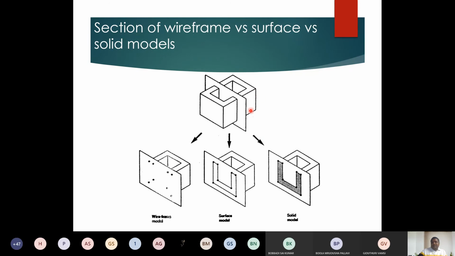The same object, if you look at here, this is the section plane. The same object, if it is modeled with the help of wireframe, then its section would be like this. Only a couple of points I can see. Only points I can see as a section of this particular object. Why am I able to see only points? Because this is a wireframe model, which has sections that have only lines and edges related information. So this is a line, this is another line. Only when I'm trying to intersect a line with a plane, I get only a point.